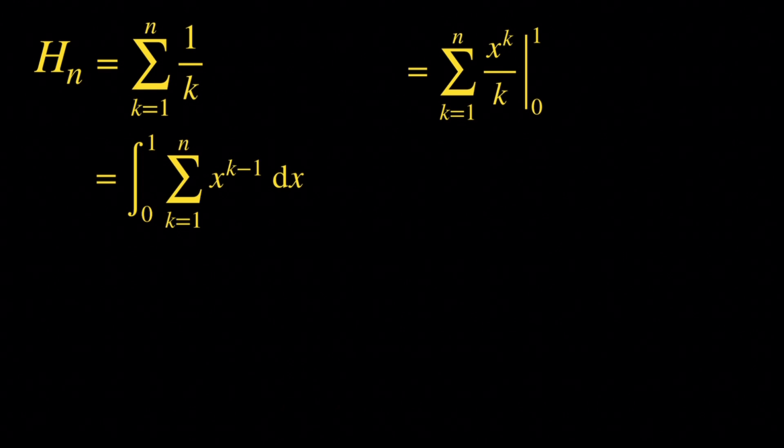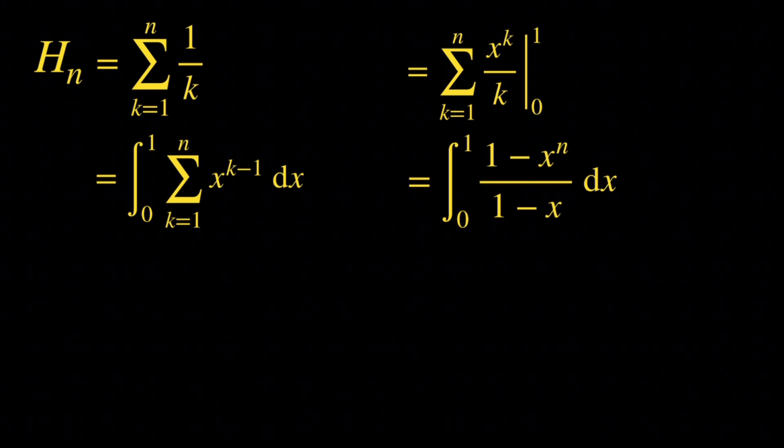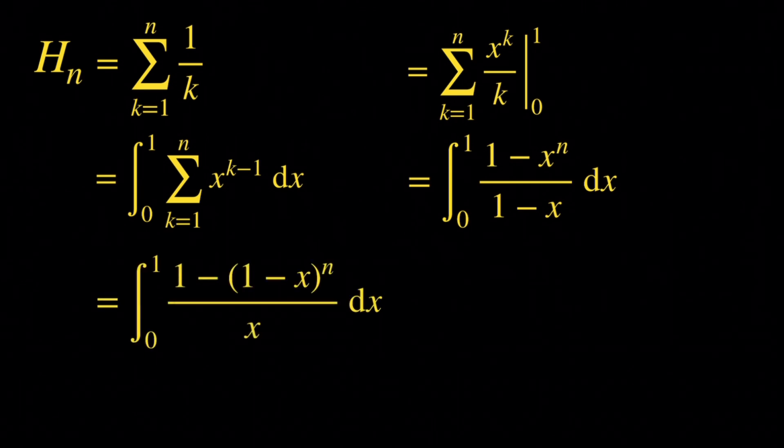Okay, now we're going to take the sum because we are between 0 and 1. The sum is simply 1 minus x to the n over 1 minus x. Okay, now we're going to use the King's property to rewrite this integral so that we have x in the denominator. So we're basically going to replace 1 minus x with x. So we're going to get the integral from 0 to 1 of 1 minus x to the n over x dx.